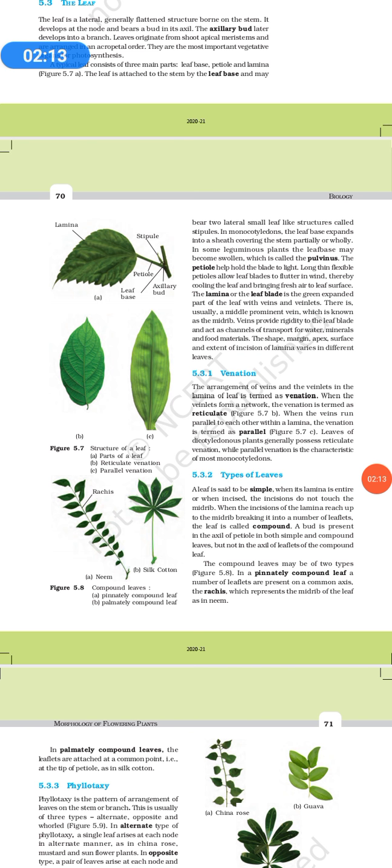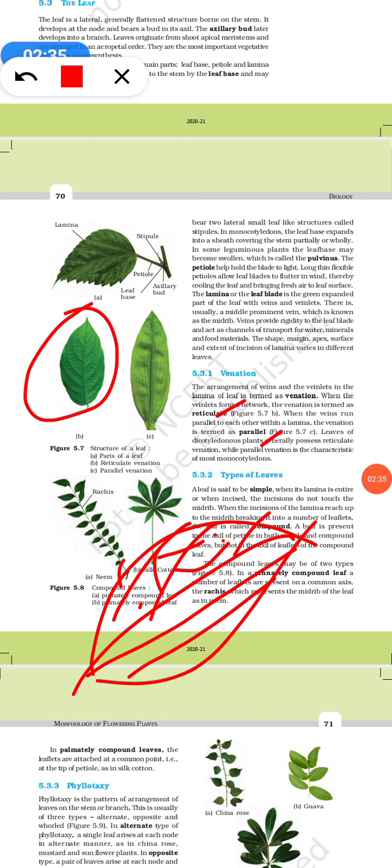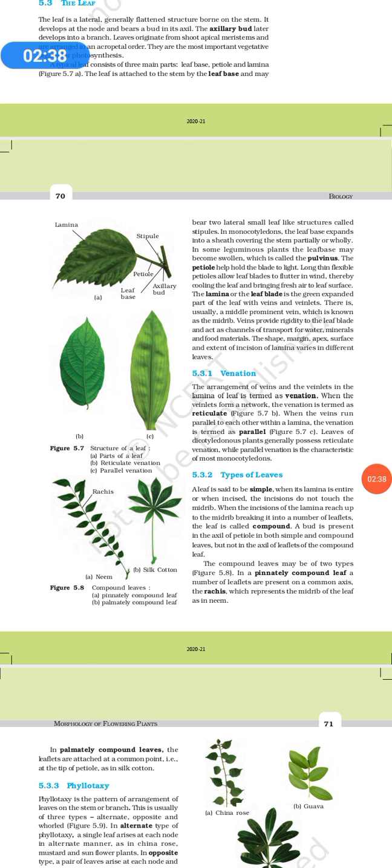There are two kinds of venation we have. One is the reticulate venation and one is the parallel venation. So what is reticulate venation? Reticulate venation is when the veins form a network. So that is reticulate venation. Whereas if the veins are parallel to each other, then it is known as parallel venation. Leaves of dicotyledon plants are basically reticulate, whereas in monocotyledon plants you will find the venation to be parallel.